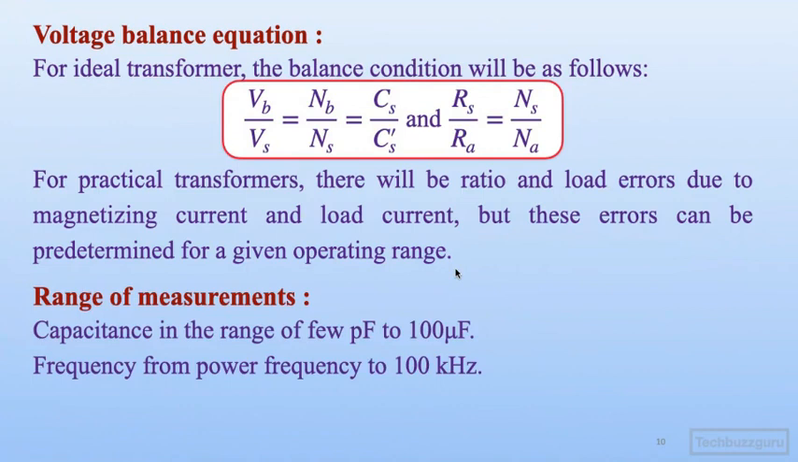What range of measurements can be carried out here? It is listed. Capacitance in the range of a few picofarad to 100 microfarad can be measured using the transformer ratio arm bridge, and it can be operated over a wide frequency range from power frequency to 100 kilohertz. So from 50 hertz to 100 kilohertz we can carry out measurements.